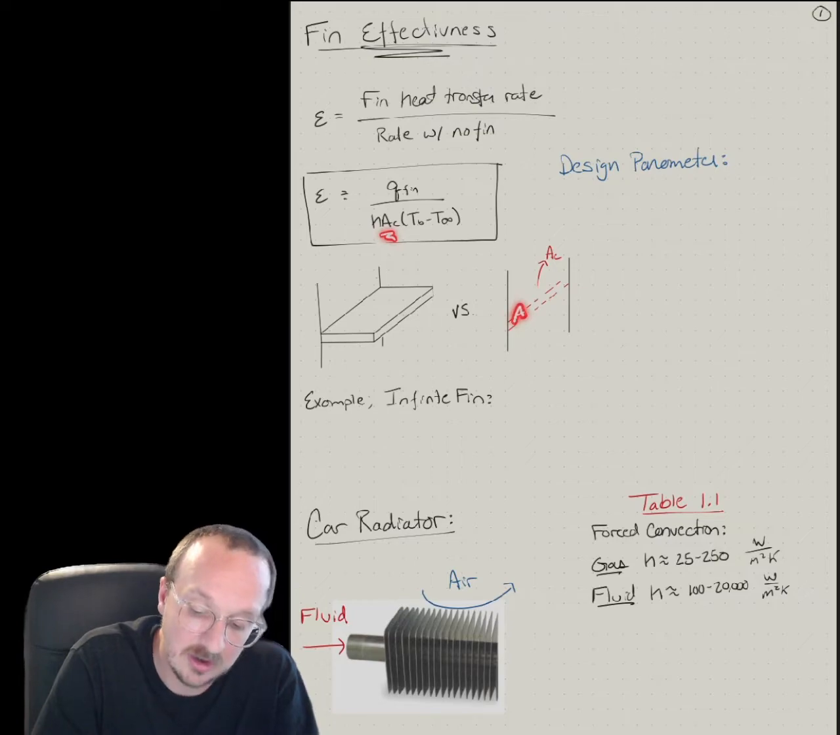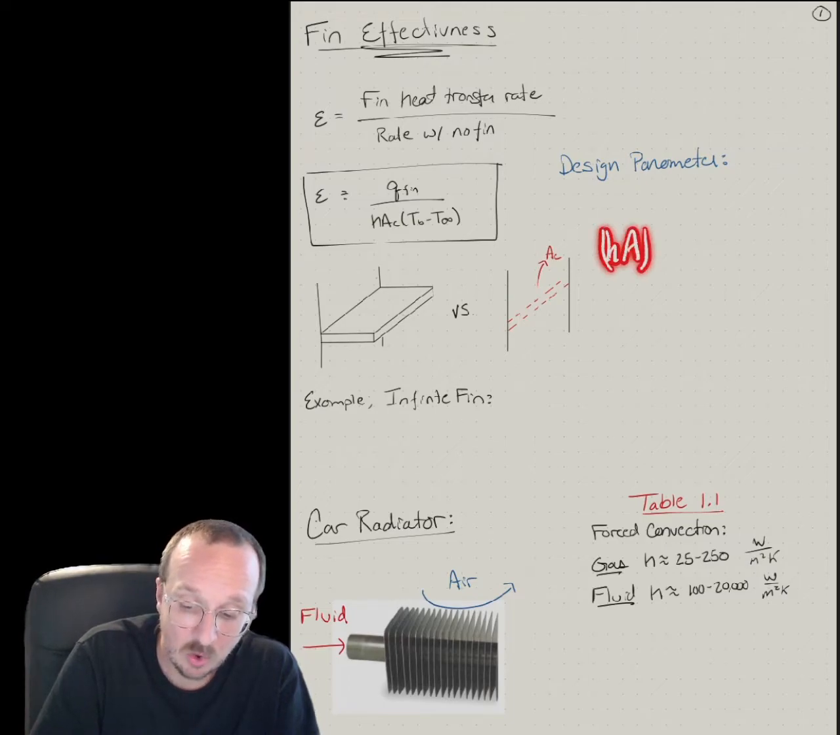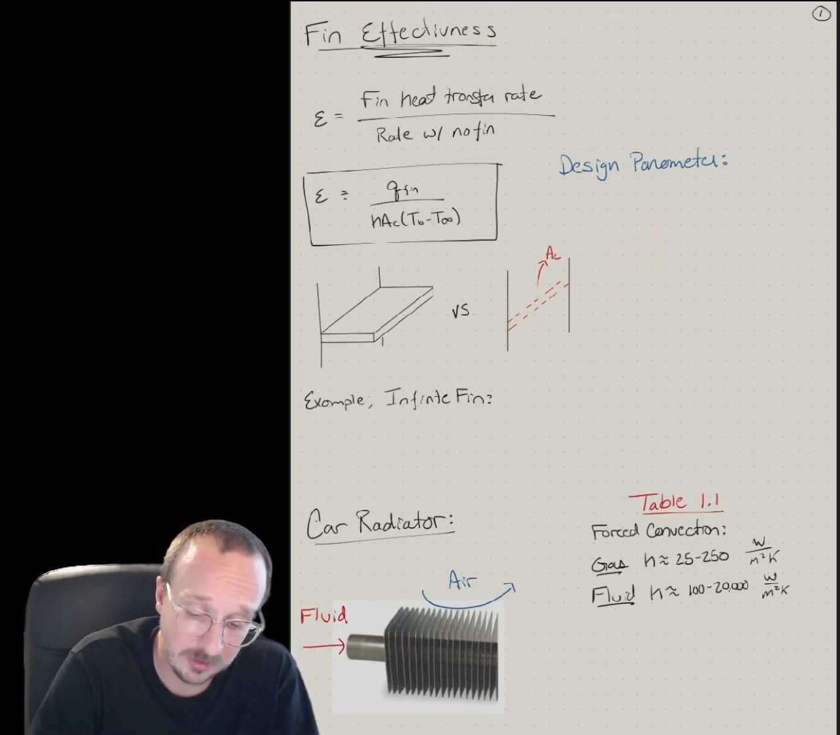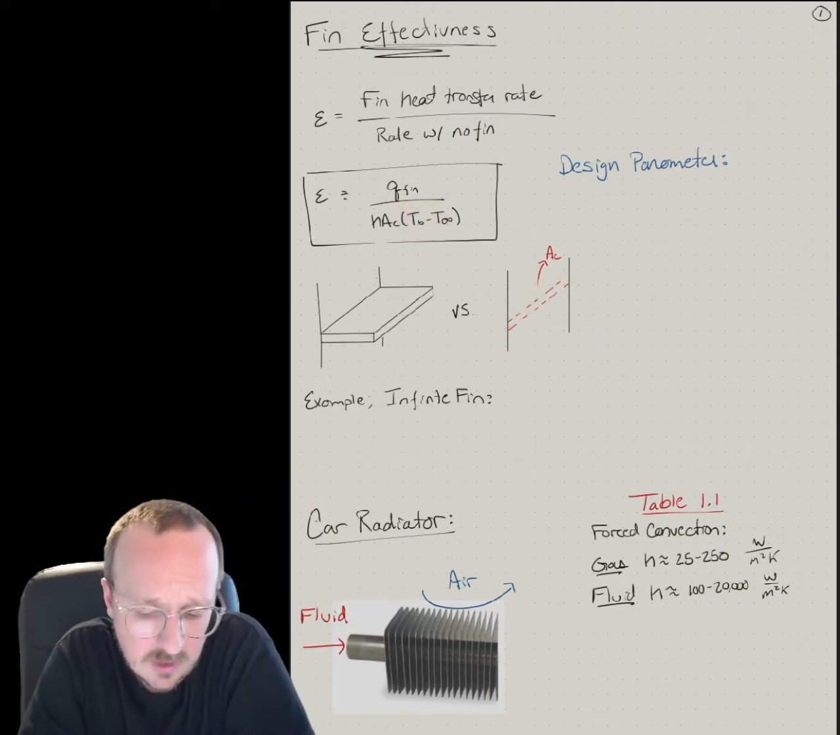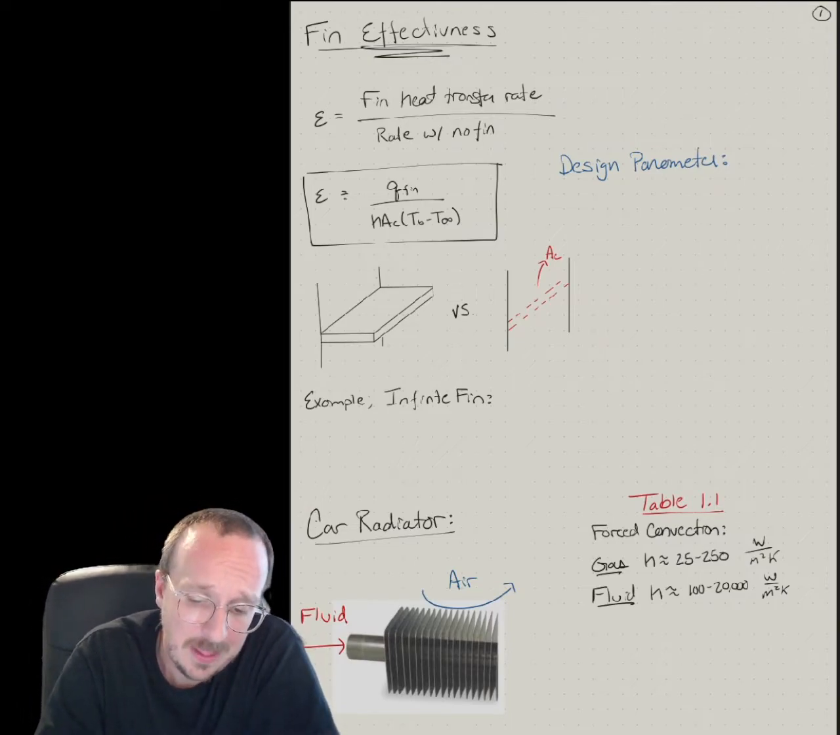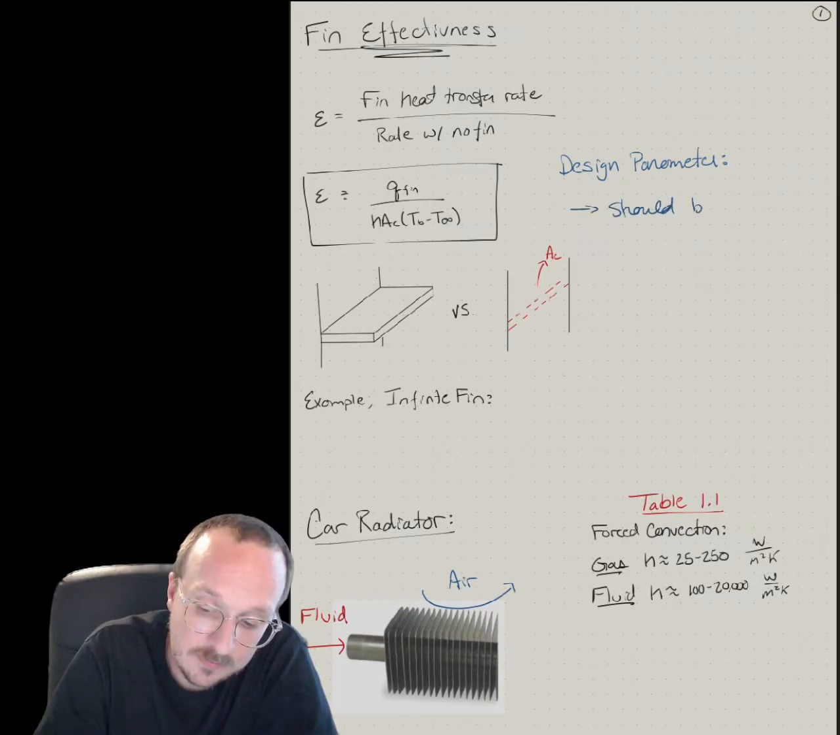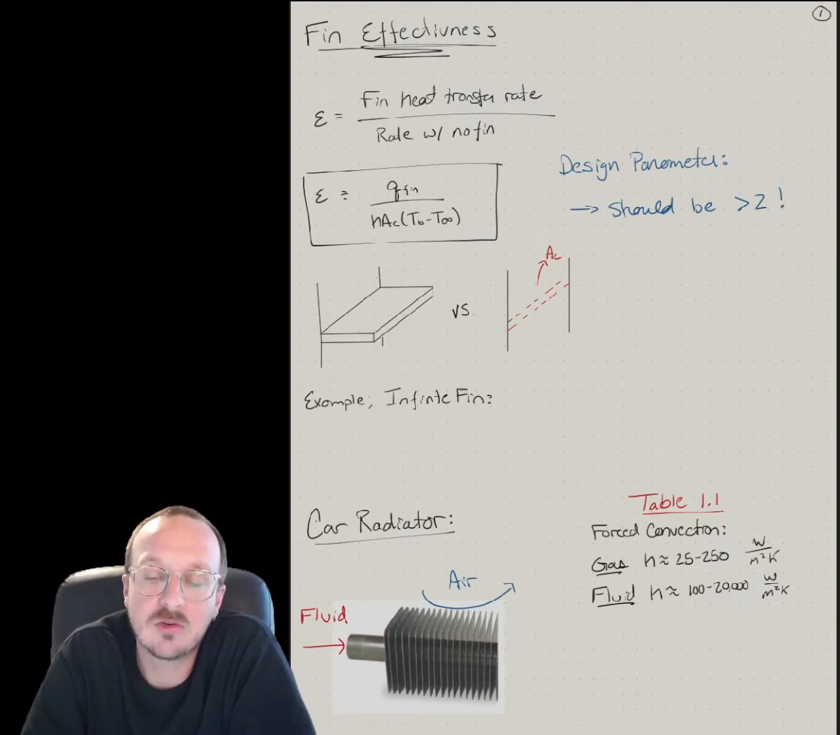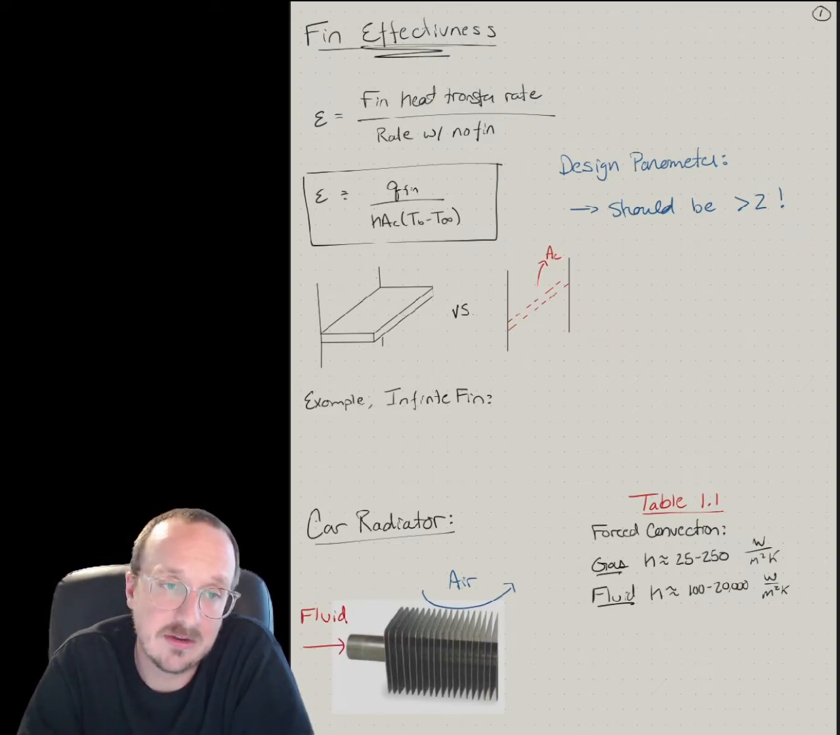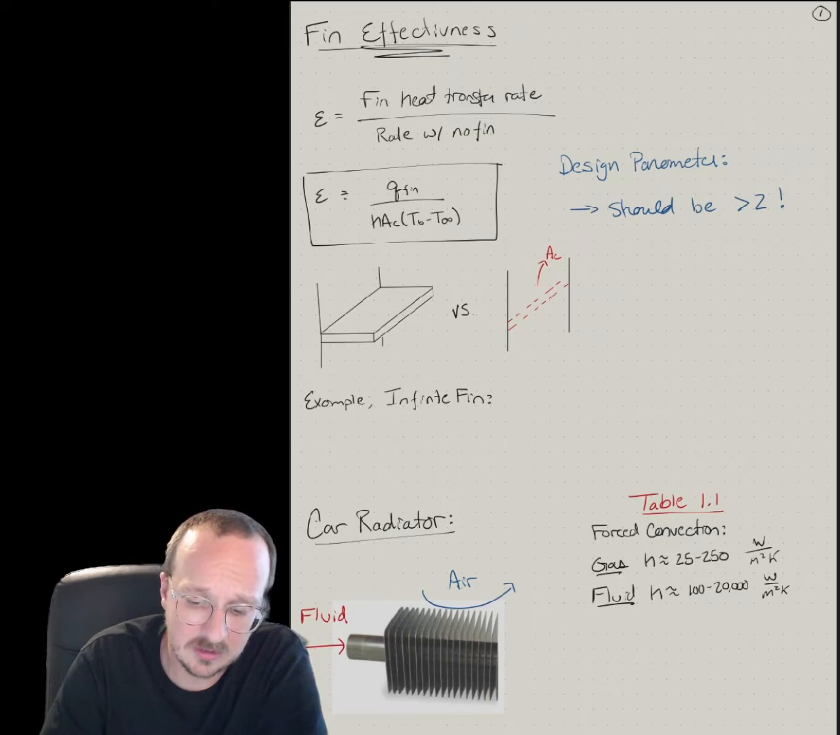h A_c, which is the cross-sectional area, (T_b minus T infinity). And in this case, there's no h A_fin or anything weird because it's just Newton's law of cooling, because the entire surface is at the base temperature, as that would be the base of the fin. So it's fairly straightforward. As a design parameter, this should be greater than 2. Meaning if you're going to take the effort to design a fin and put it on there, we should get at least double the heat loss we would get without the fin.